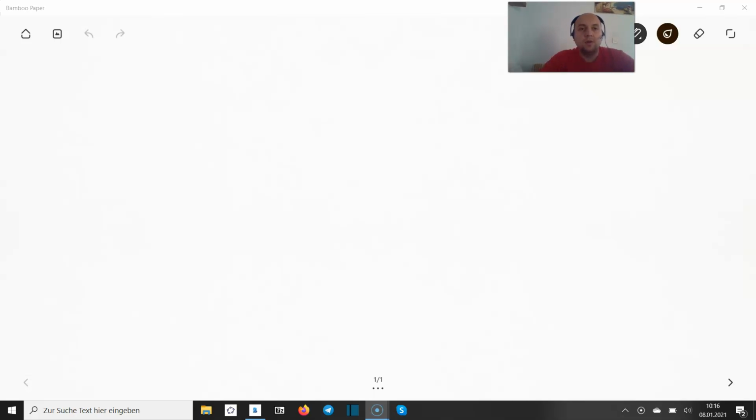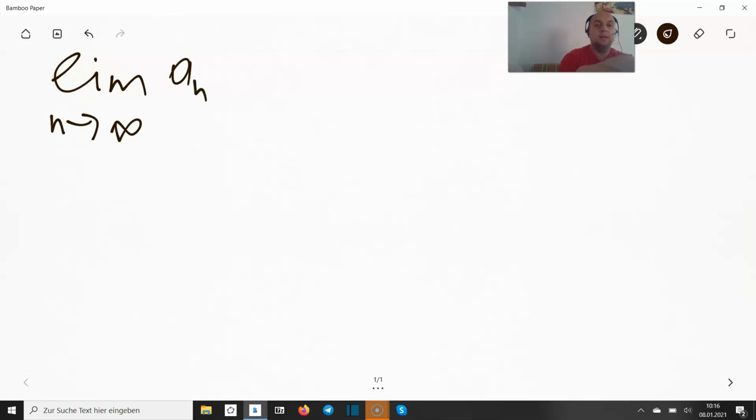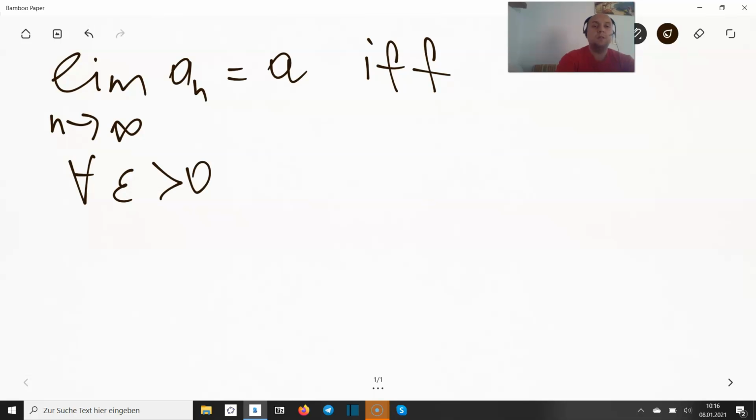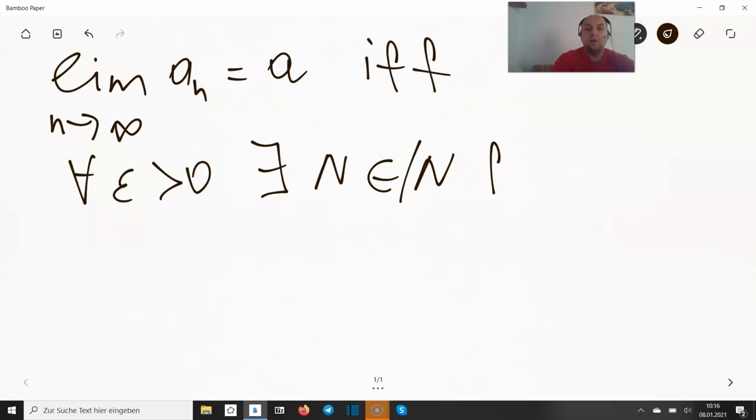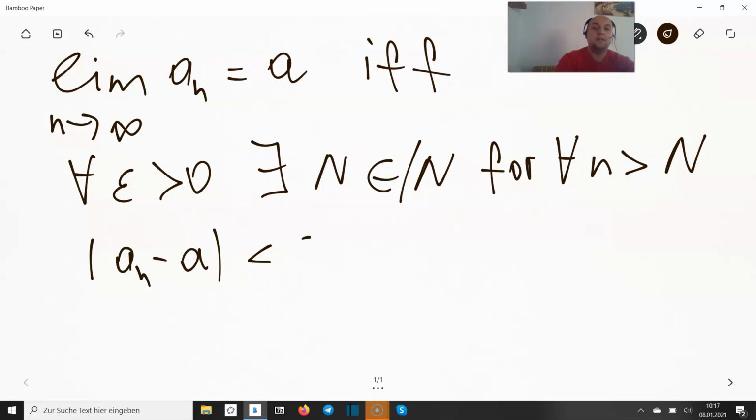Today I would like to explain something new about limits. So we write a limit n towards infinity of an is equal to a if and only if for every epsilon which is bigger than 0 you can find a natural number N. There is an N out of the natural numbers such that for every n bigger than capital N, the distance between an and a is less than the given epsilon. All right, so this is the definition for the limit.